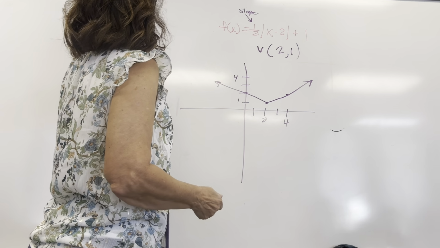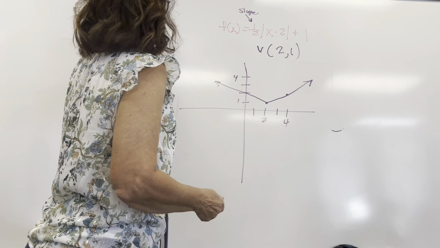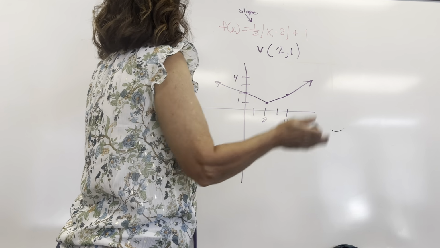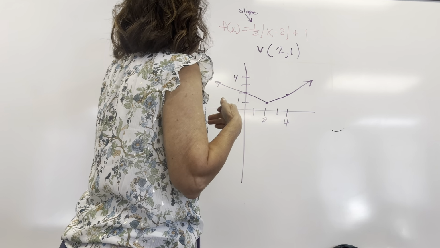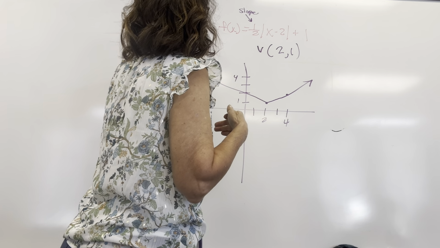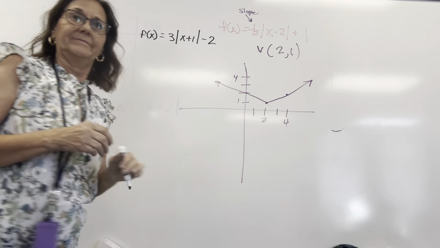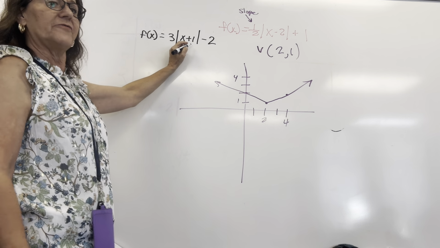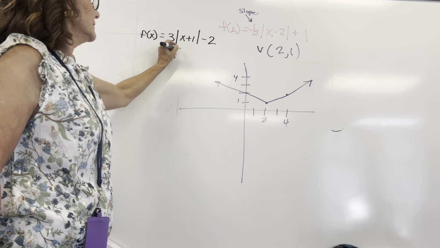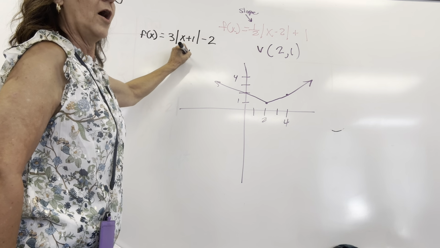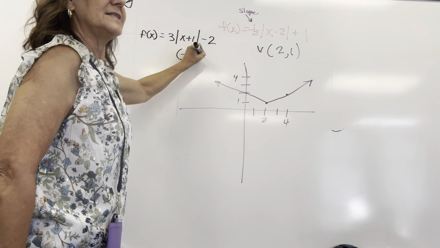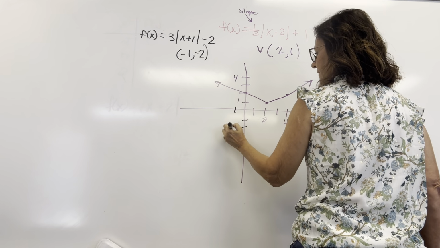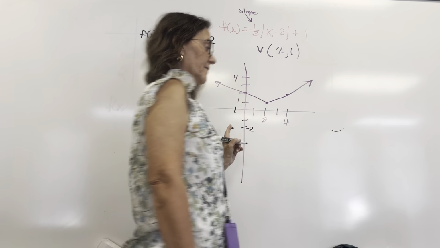All right, now let's do f of x is 3. Let's move it to this side. X plus 1 and bring it down. All right, where's my vertex for this one? -1, -2. -1, opposite, same. -1, -2. There's my vertex.